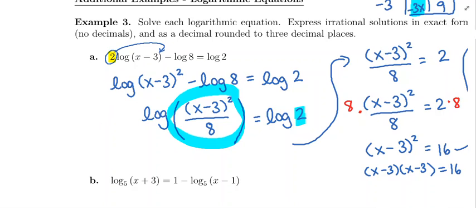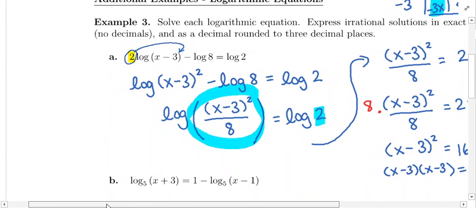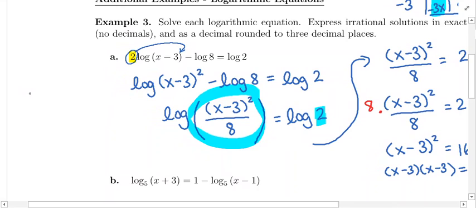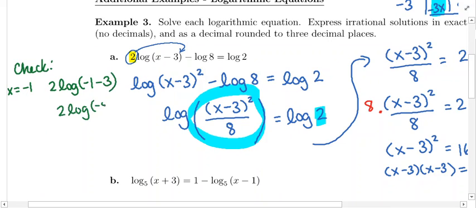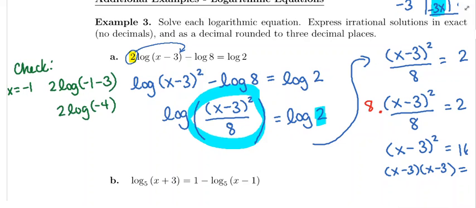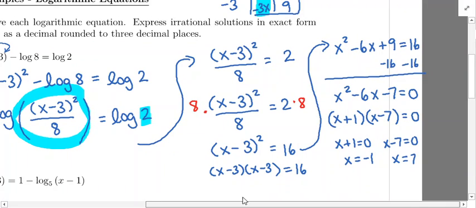And again, you're worried about plugging in a number that causes you to take the logarithm of a negative number or of 0. So if x is negative 1, notice this logarithm is the only logarithm that you have an x in. So this first piece is going to be 2 times the log of negative 1 minus 3. That's going to be 2 times the log of negative 4. Bad, bad, bad. Can't take the logarithm of a negative number. So negative 1 is extraneous. We have to get rid of that solution.